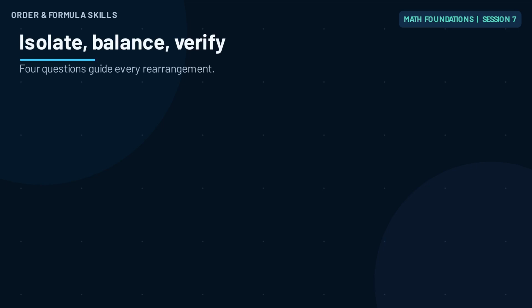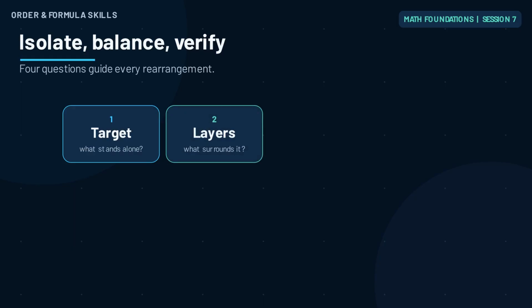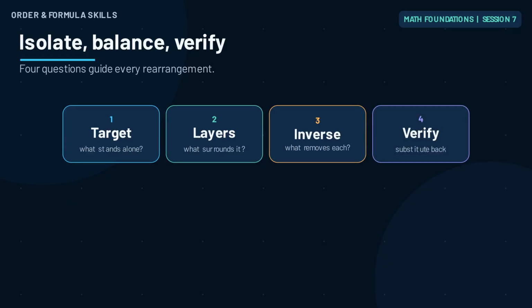Use 4 questions whenever you rearrange a formula. Which variable must stand alone? What operations surround that variable? Which inverse operation removes each layer? Does substitution verify the new form?